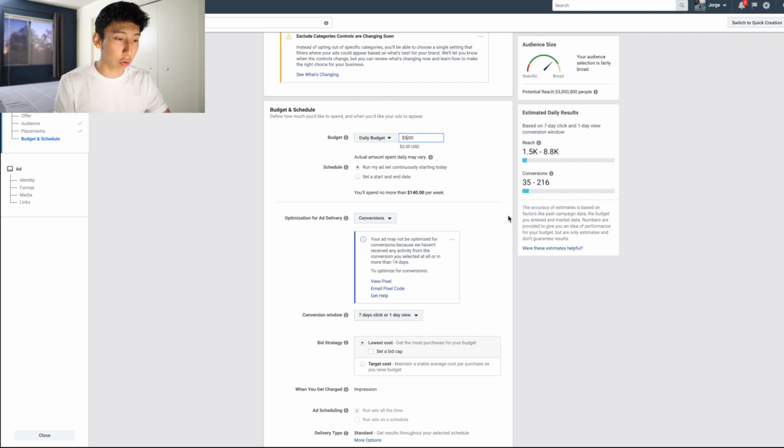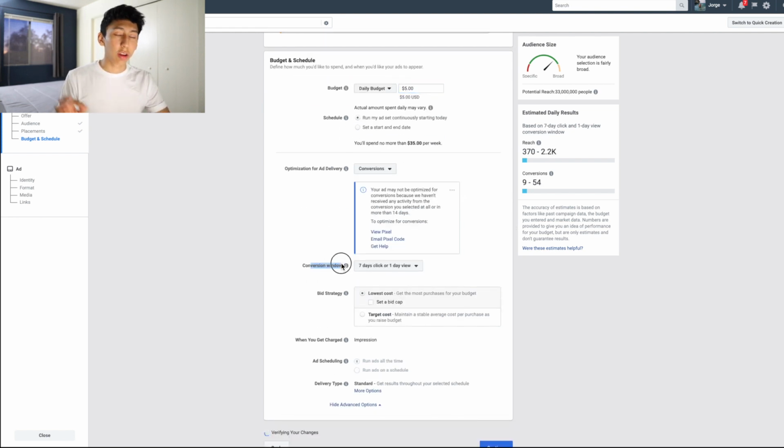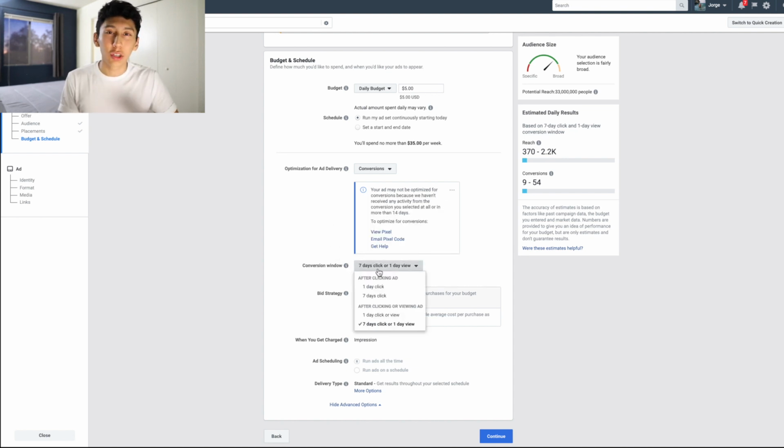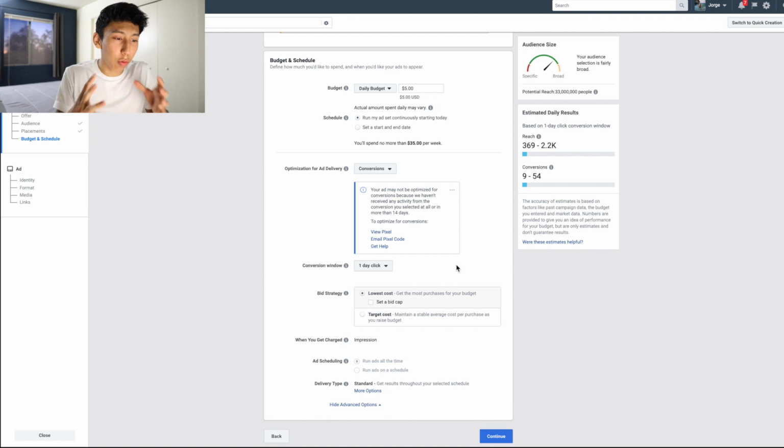So now we're going to scroll down to the conversion window. The conversion window is going to be very important because that is exactly what it says here. Select the amount of time it typically takes for someone to complete a valuable action, conversion. The valuable action we're looking for and we're actually optimizing for is purchase, right? So after clicking or viewing your ad, we use data generated using this lifetime time frame to optimize ad delivery. For example, if your conversion window is 1 day, we'll optimize by using data for conversions that happen within that 1 day. And that is exactly what we're going to do, because since we did it so broad, we're going to go ahead and actually get impulse buyers. That's what we're searching for.